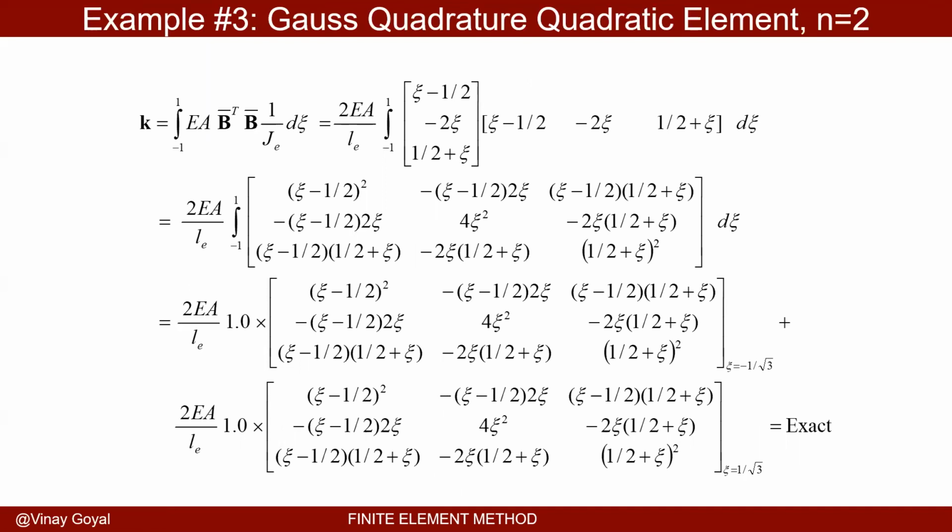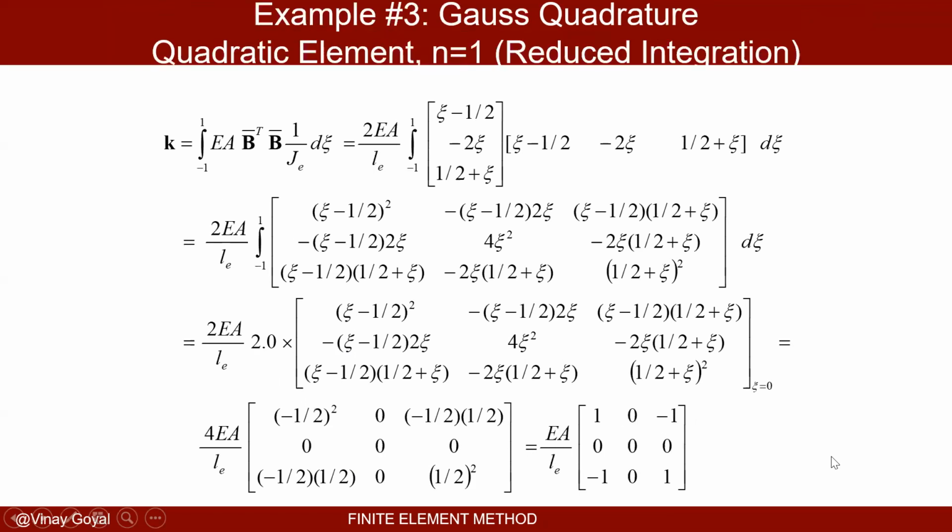Yeah, so I showed it here. I don't want to bore you through it, but you can check it at home. When you walk through this whole process, this integral here, and evaluate it with the weight functions of 1 and 1 at psi equals minus 1 over square root of 3, all that will give you the exact solution.